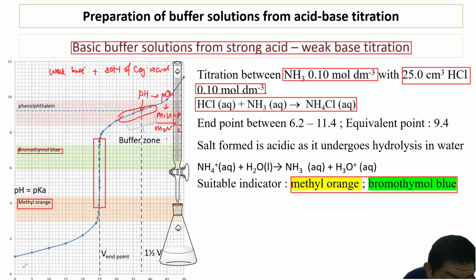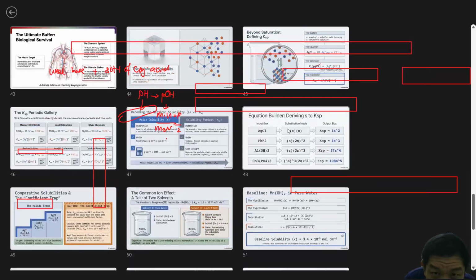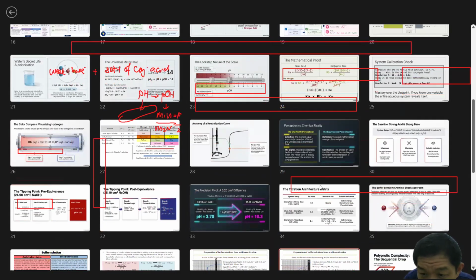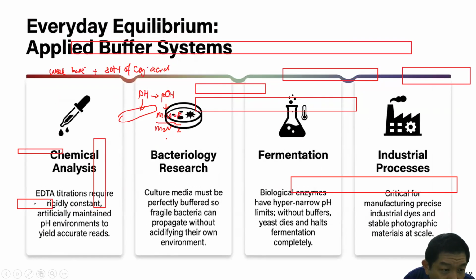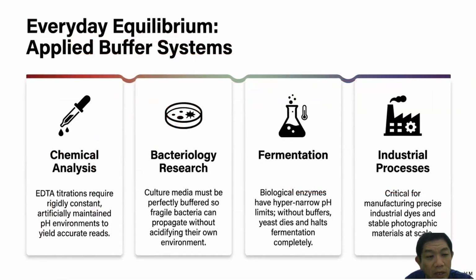Before we end our final video, let's have a look at a few applications which I specially prepared for you, the applications of the buffer solution. The buffer solution can be used in chemical analysis, where EDTA titration requires a rigid, constant, artificially maintained pH environment to yield accurate readings. You also use it in bacteriology, where the culture media must be perfectly buffered so that fragile bacteria can propagate without acidifying their own environment.